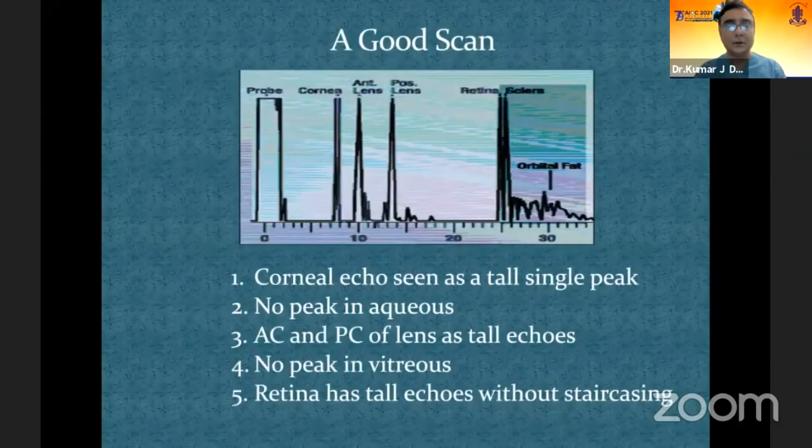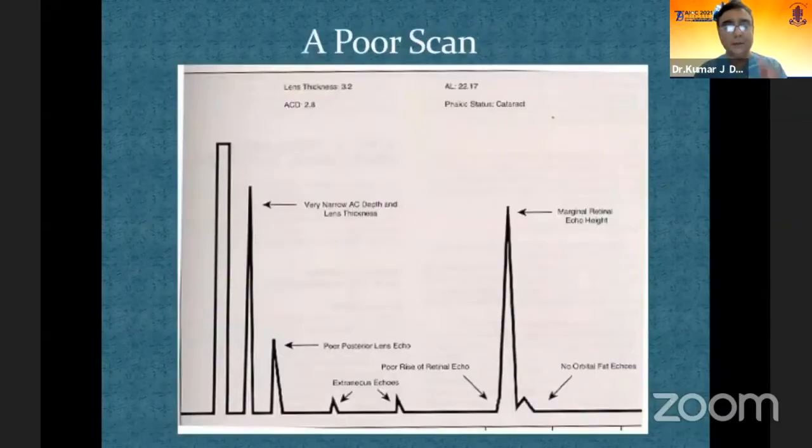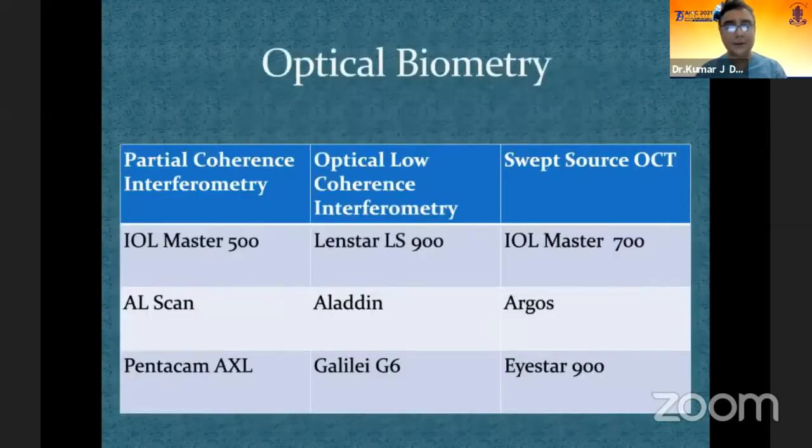We all know what a good scan is: a single peak, with ACPC, and all the echoes that you see, but no peak in the vitreous. You should not see any echo in the vitreous. This is what we ultimately want. If you see any echo in the vitreous, this is a poor scan. So you can see in the middle, if you see any of them, then it's a poor scan and this should not be seen. The ultimate conclusion is that optical biometry is the best way to go.